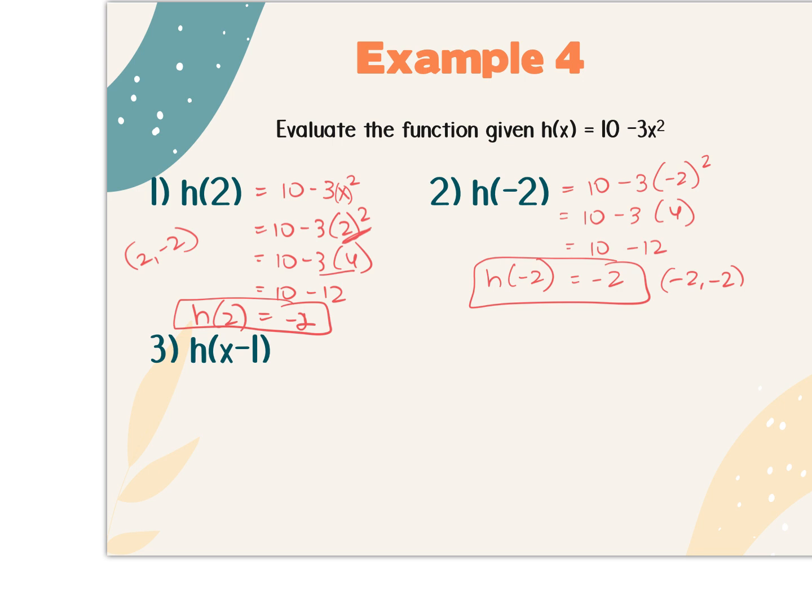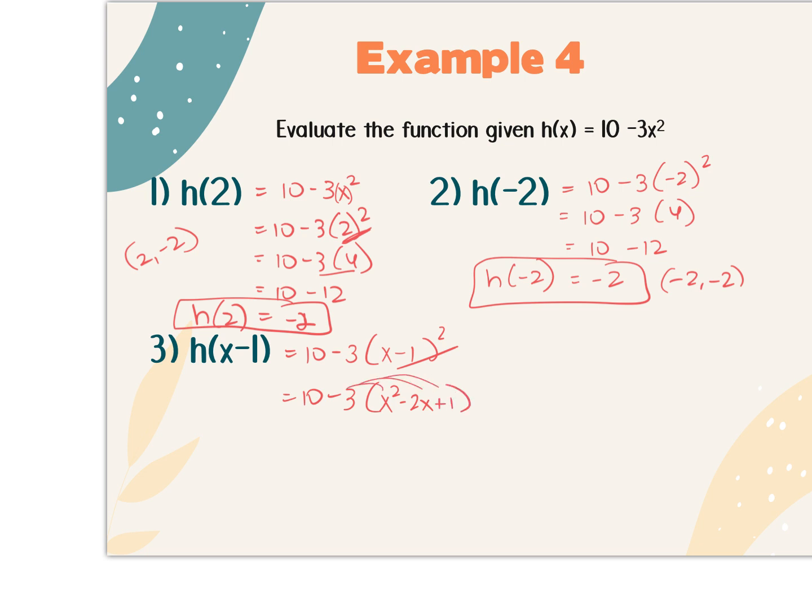Okay? And the last one, I'll make it, what is the value of function h when x is x minus 1. So it's going to be 10 minus 3 times, and then instead of x squared, it's going to be x minus 1 squared. So again, it's going to be 10 minus 3, x minus 1 squared. I have to do this first, so x squared minus 2x plus 1.